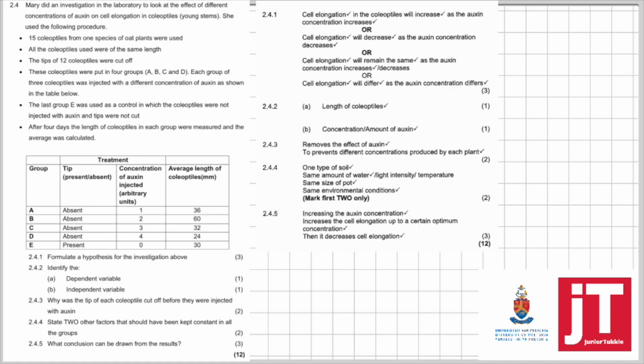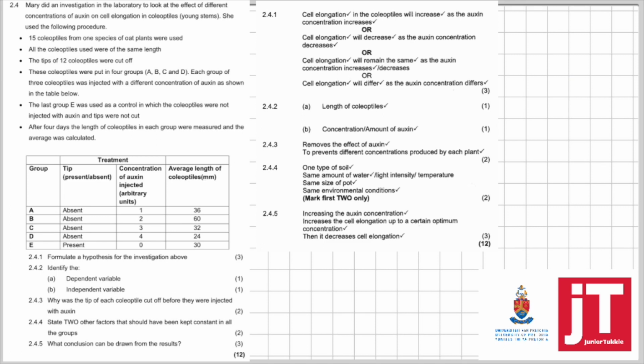2.4. Mary did an investigation in the laboratory to look at the effects of different concentrations of auxin on cell elongation in coleoptiles. Coleoptiles are young stems. She used the following procedure. 15 coleoptiles from one species of oat plants were used. All the coleoptiles used were of the same length.